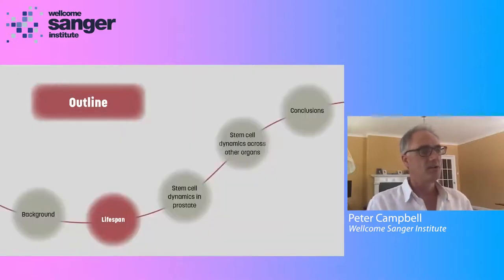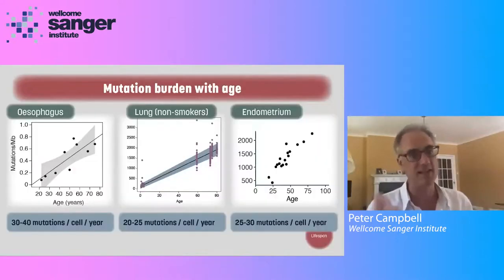So using this approach, we have now sequenced somatic mutations in normal tissues across a range of different organs. And there are some general themes that emerge. The first of those is that by and large, mutations accumulate linearly with age. So as we go through life, all of our cells and pretty much all of the tissues that we've looked at accumulate mutations at a pretty steady linear rate. So here are data from 3 organ systems: esophagus, non-smoking lung, and endometrium. And you can see that with increasing age of the patients, there's a tendency to increase the mutation burden over time, and that relationship is linear.